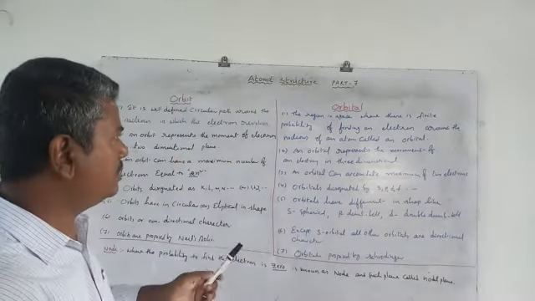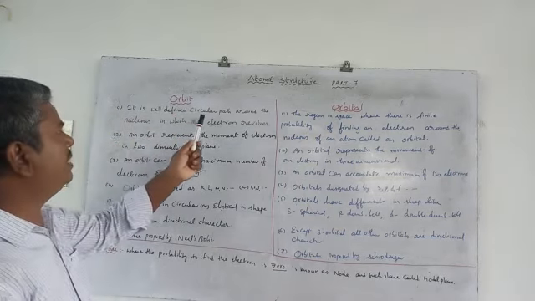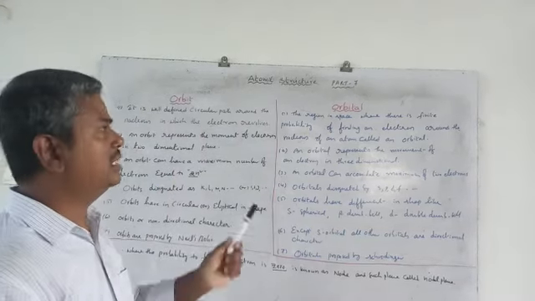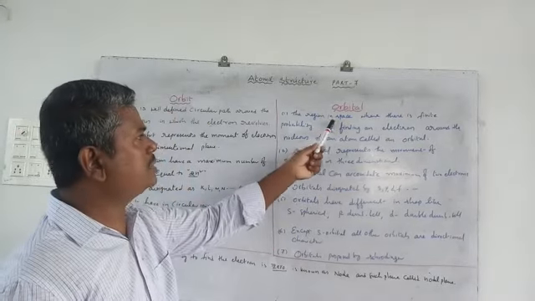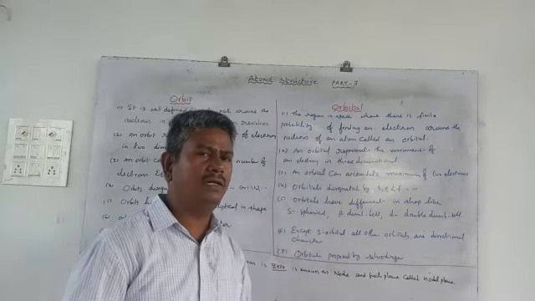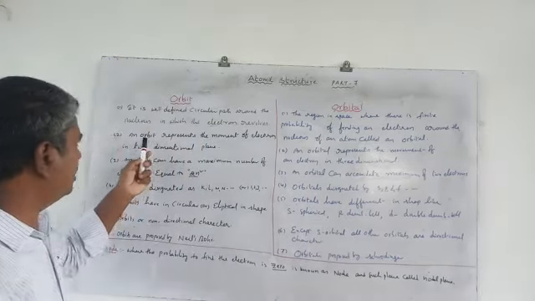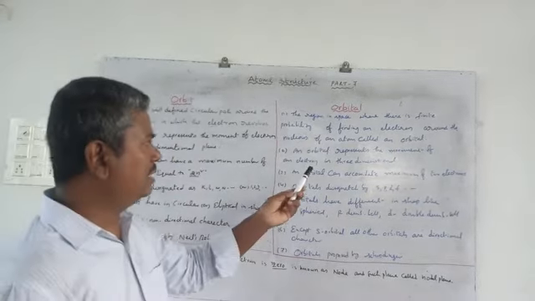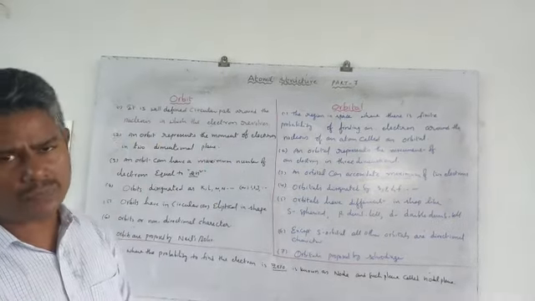Okay, observe here, this is orbit and orbital. Orbit is defined as a well defined circular path around the nucleus in which the electron revolves. Whereas orbital is the region in space where there is a finite probability to find an electron around the nucleus, meaning the probability to find the electron is maximum. Next one. An orbit represents the movement of electron in two dimensions, whereas orbital is three-dimensional. That means the orientation of electron.